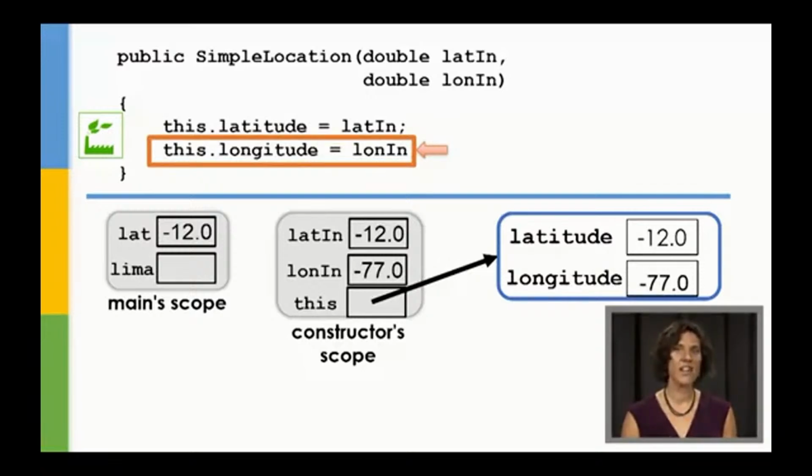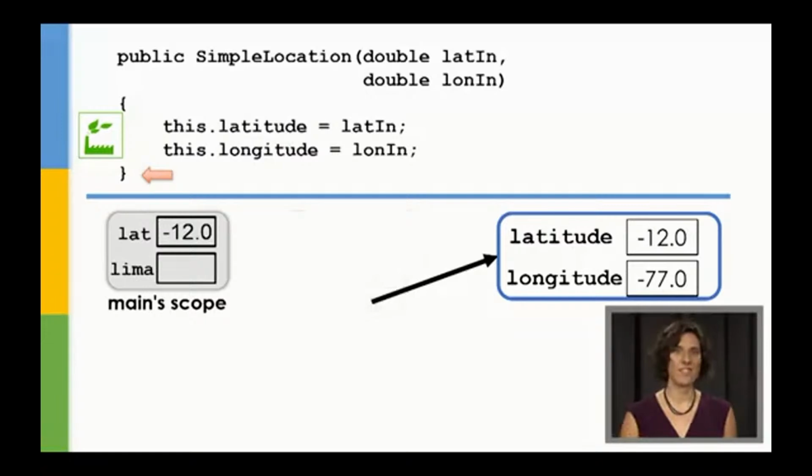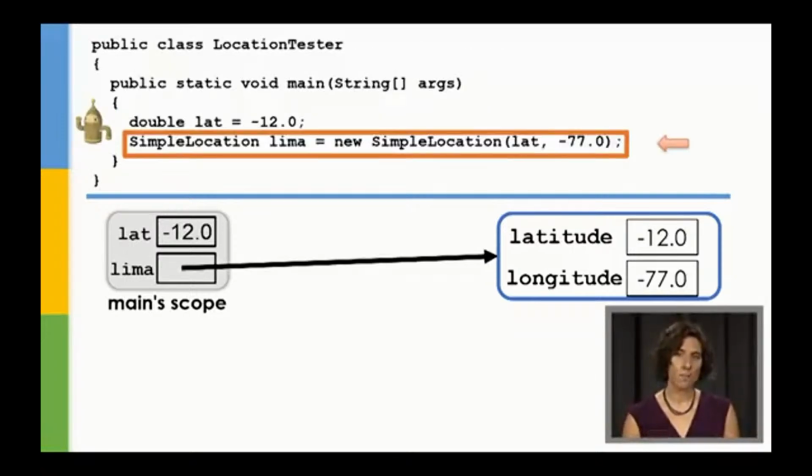Now the constructor is over. So what happens to its scope? Well, when a method ends, its scope disappears. So all those local variables, the parameters, any variable that has been declared locally, they disappear, they go away. You could never use them again. They're just gone. And now, as we know, the constructor is over, so we return back to the main method and set lima to have a reference to that newly created object.